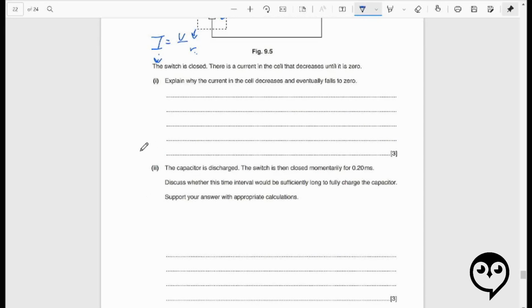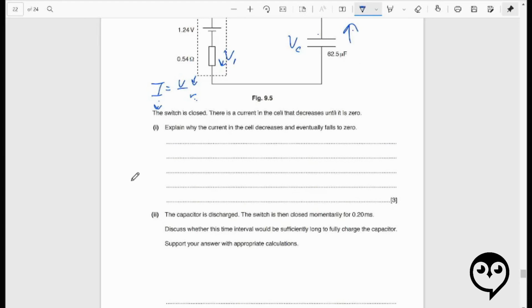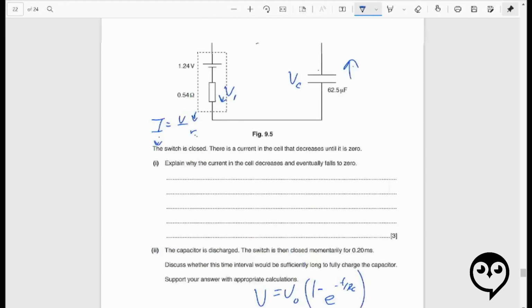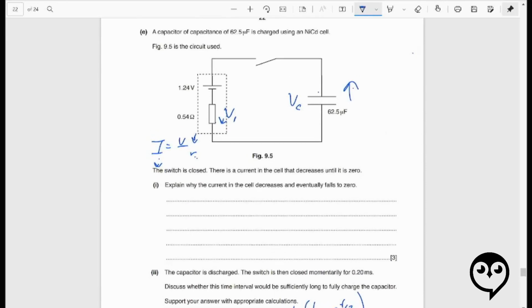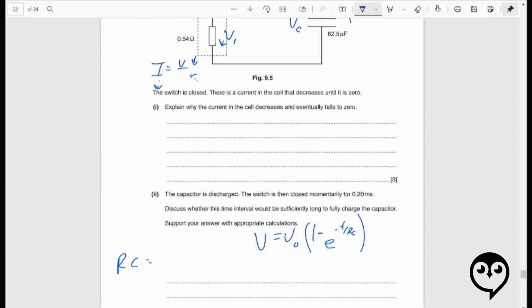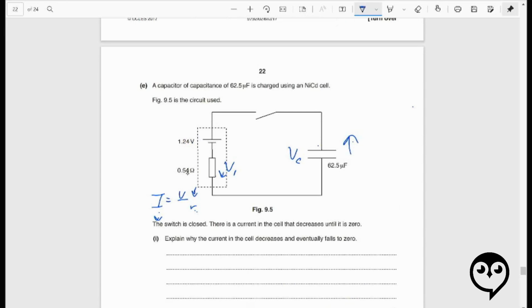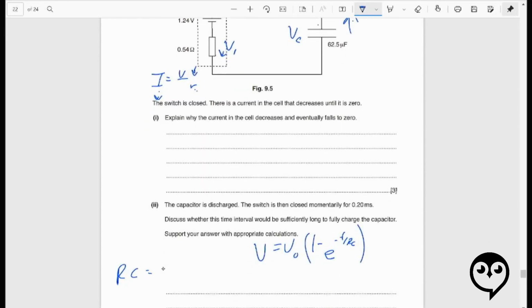Okay, so let's do some calculations. The capacitor is discharged. The switch is then momentarily closed. Is this enough time to fully... I'm sorry, did I read that wrong before? To fully charge. Okay, so to fully charge, our equation is this, isn't it? Is that enough time? Well, it's the time constant. Time constant, R times C. So we've got 0.54 ohms times 62.5 microfarads.